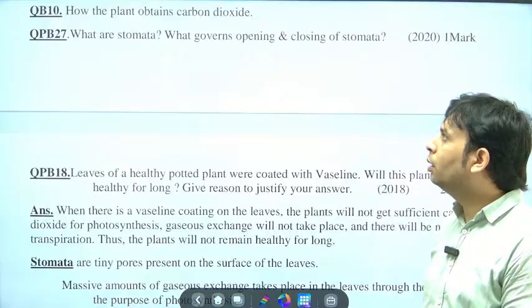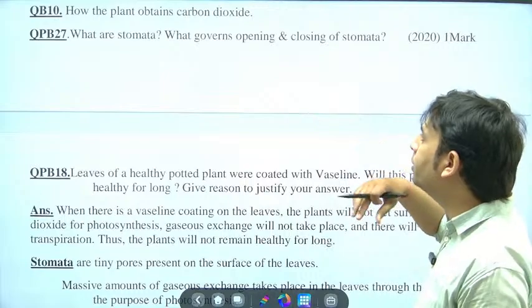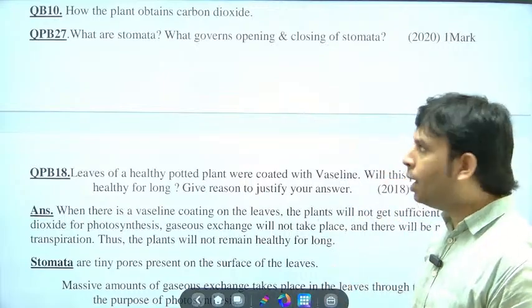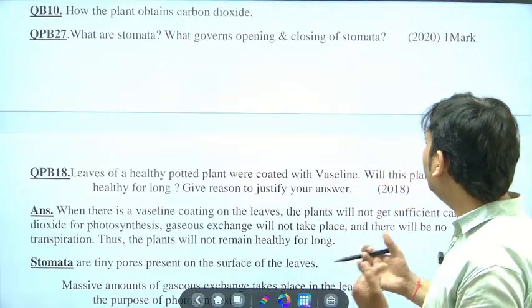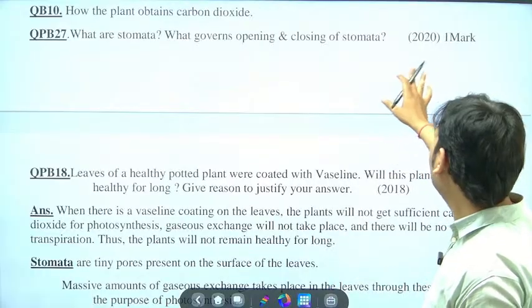Now we will see the answer to the question: how does the plant obtain carbon dioxide, what are stomata, and what governs the opening and closing of stomata. This question was asked in 2020 for 1 mark.